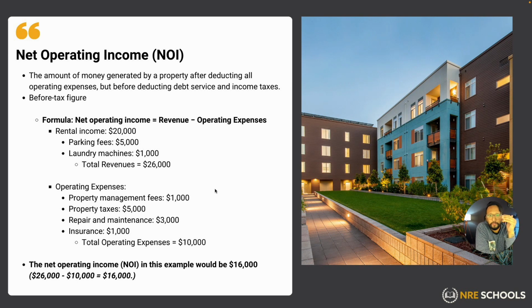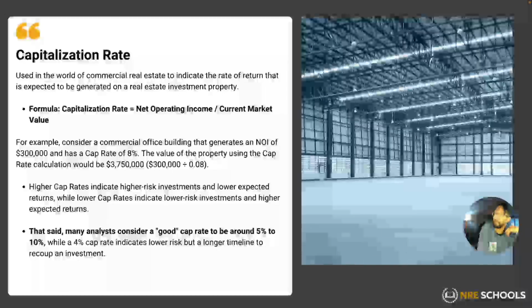You collect your rents, incomes, deduct all your expenses. That bottom number is what we call the net. Think about your paychecks. My gross pay after all my deductions is my net pay. This is the net operating income. So after all those deductions.